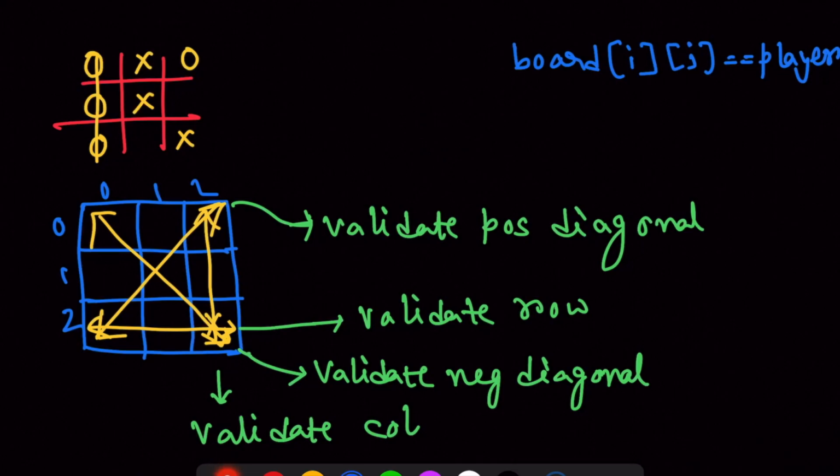So consider first we'll take one board that will be n cross n size. This is the brute force approach I am discussing now, and for each player we'll mark the ith row and jth column with its player value like 1 or 2. Now after making one move, we have to validate the row, validate the column, validate the positive diagonal, validate the negative diagonal to check if in any of this row, column or diagonals, we have n number of players.